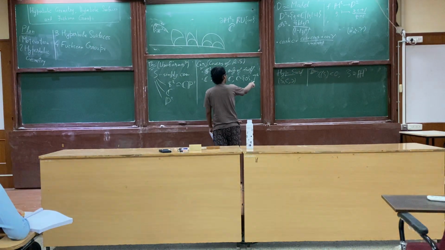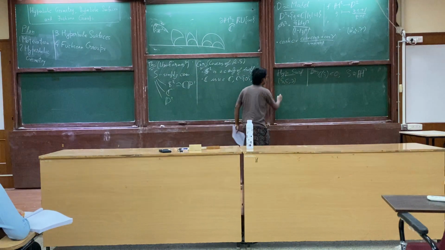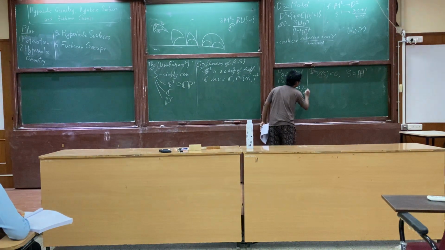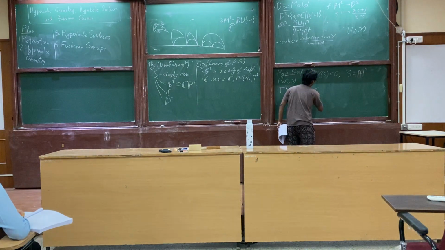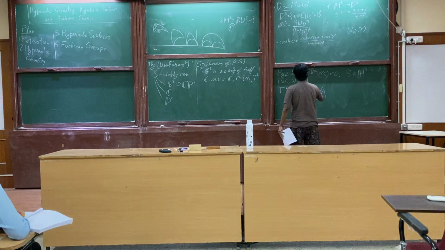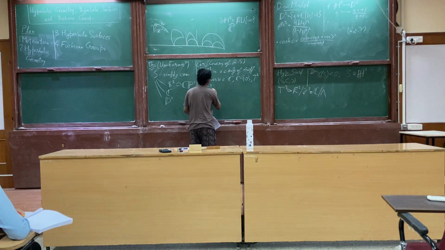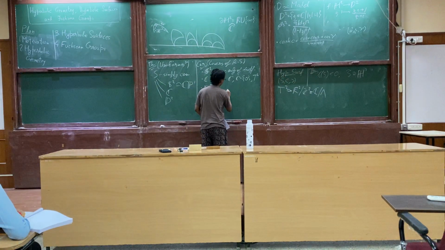So why is T2 coming here? Because we can think of T2, which is usually defined as R2 mod Z2, as C mod lambda, for lambda any lattice sitting inside C. And the last is the most important thing, that D2 is the universal cover of every other Riemann surface.